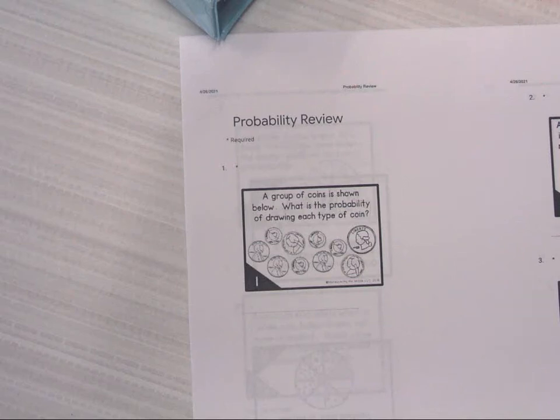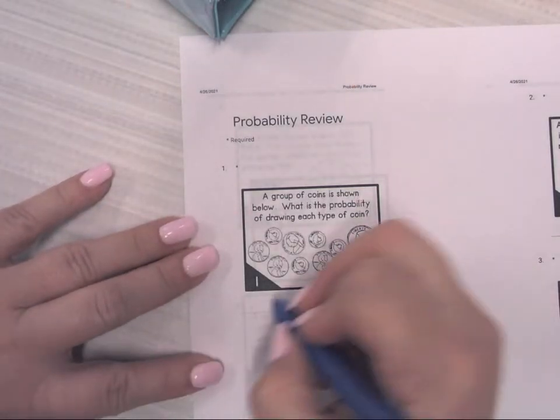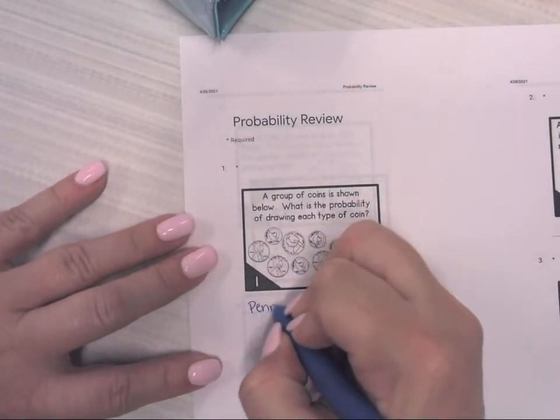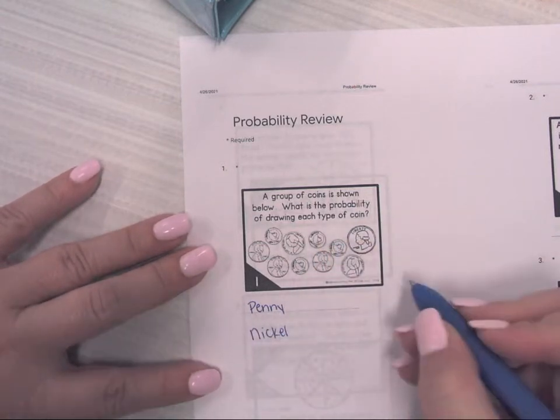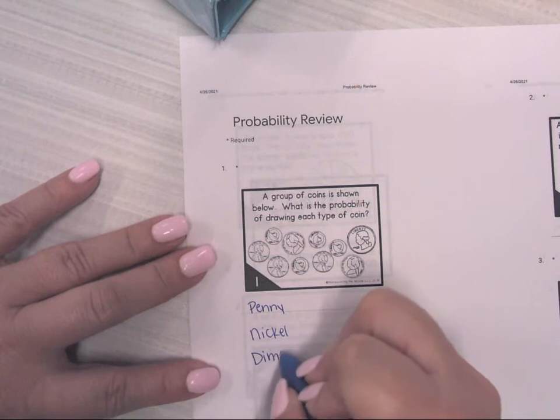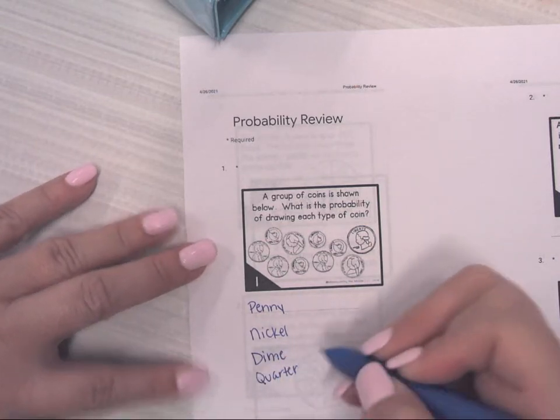Okay, number 1 says, a group of coins is shown below. What is the probability of drawing each coin? Okay, so you have a penny, a nickel, a dime, and a quarter.